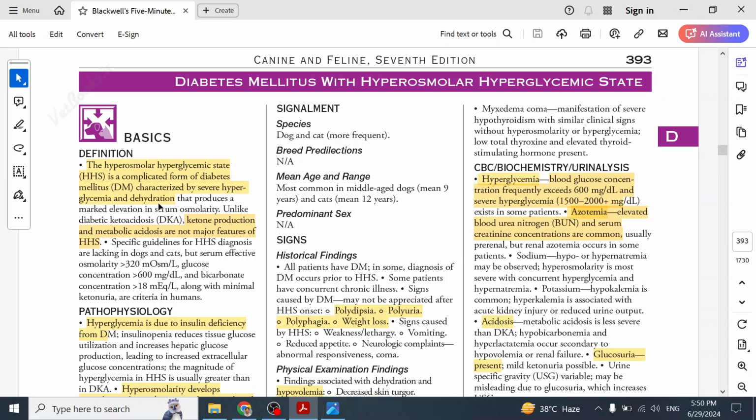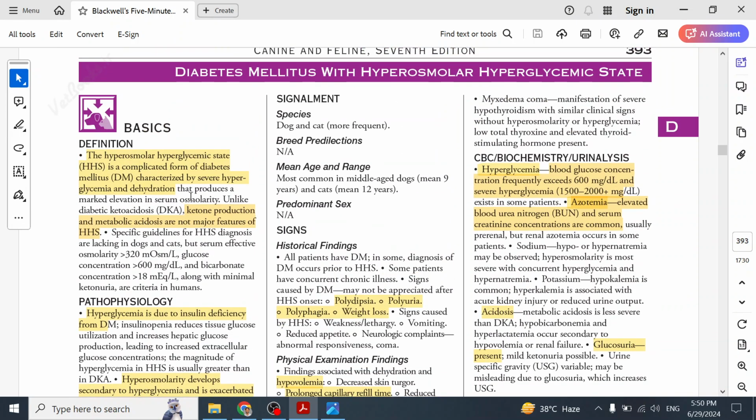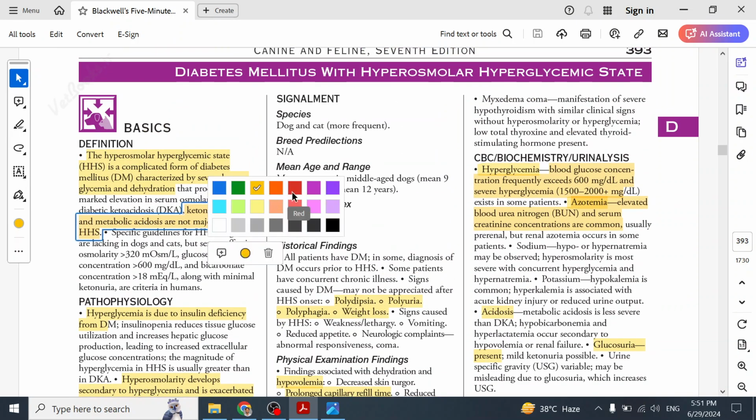It is a kind of diabetes mellitus in which we find hyperglycemia with dehydration. And the other thing which differentiates it from other types of diabetes is that ketone production and metabolic acidosis are not major features of HHS. Ketone production is not a common sign of HHS because ketone production and metabolic acidosis are the signs of DKA, diabetic ketoacidosis. So this is a most prominent thing you should note.